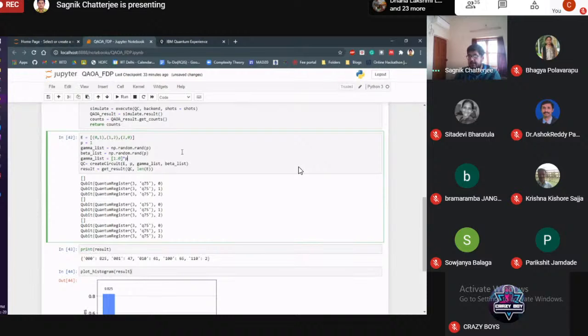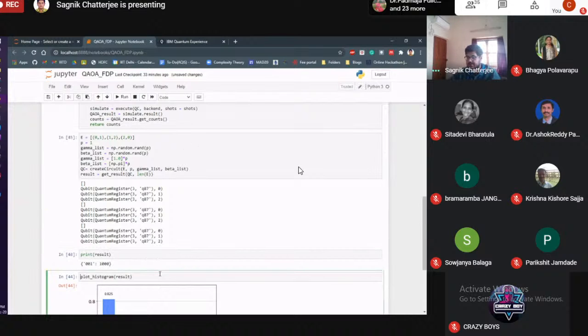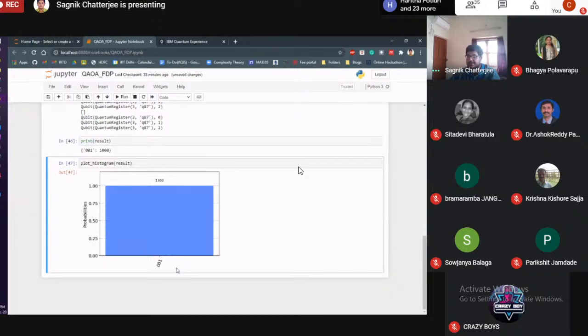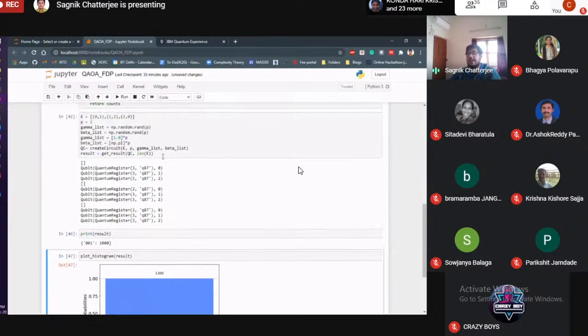Input P and from the beta list equals 3.0 into P, 3.57. Let's give it np dot... okay, instead of that, let's do np dot pi. So what happens? Print results. We just get the one result. So this is a parameter that I knew would work. This is how we actually do it.